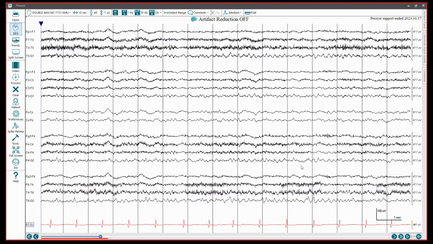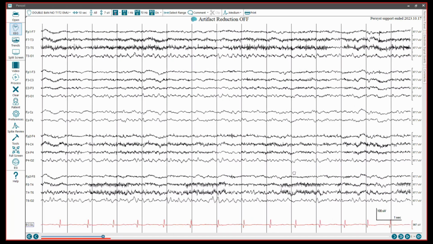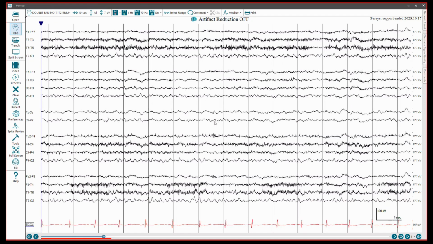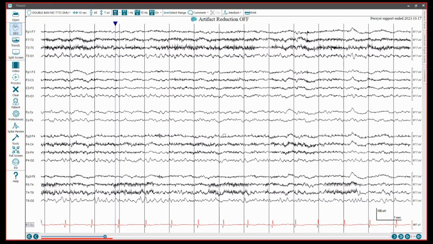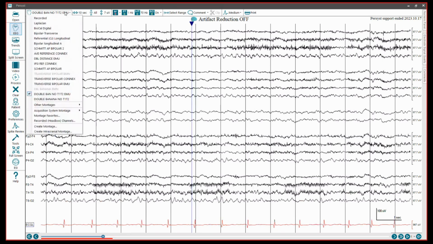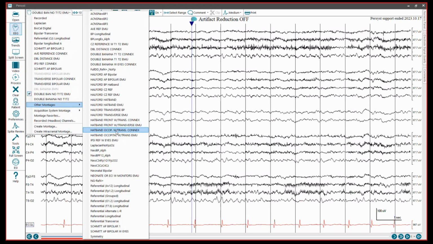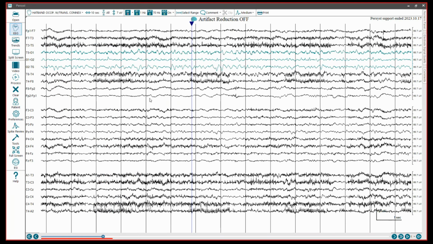You can see some more posts. So the posts reemerge. Let's confirm these are posts by putting it in a hat band with occipital focus, also called a circumferential hat band montage. And you can see that they're phase reversing in the bioccipital region away from each other.